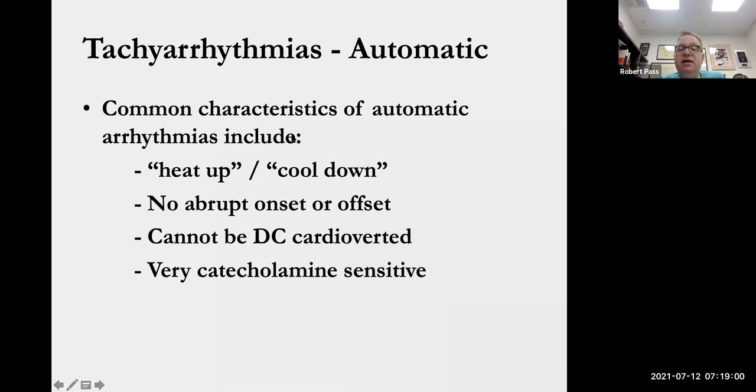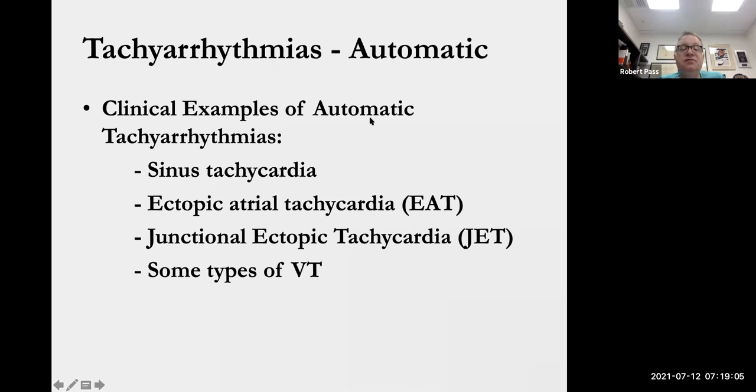And then finally, automatic arrhythmias are very catecholamine sensitive. So what are some examples of automatic tachycardias? Well, the most common, of course, is sinus tachycardia. It's not really an arrhythmia, but sinus rhythm is something that obviously does respond to elevated adrenergic tone. Ectopic atrial tachycardia, a very common automatic arrhythmia we see. Junctional ectopic tachycardia, or JET, an arrhythmia that we see predominantly in postoperative patients, something we'll discuss later. And then certain forms of ventricular tachycardia as well.